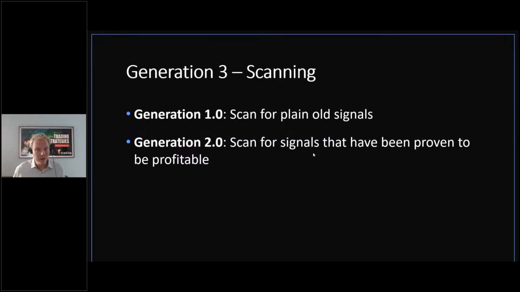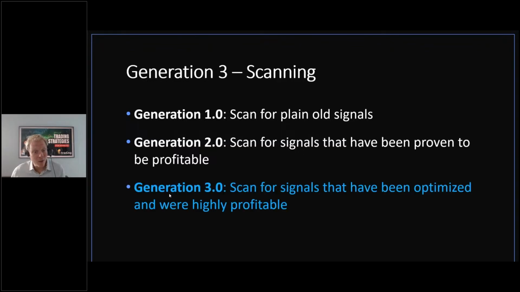Imagine you get like 50 hits, 50 symbols which currently have long entry signals. Do you want to go through all 50 symbols to find the ones which look the best? That's tedious again. I would like to sort those signals by their quality. That's possible with generation 2. But there's one more thing we can do.